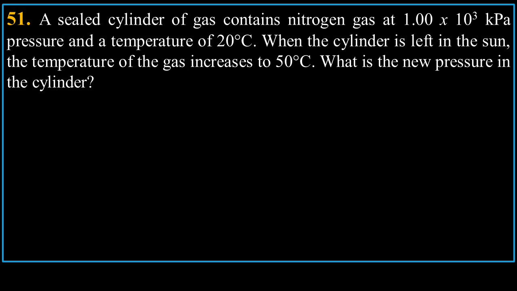A sealed container of gas contains nitrogen at 1,000 kilopascals pressure and a temperature of 20 degrees Celsius. When the cylinder is left in the sun, the temperature of the gas increases to 50 degrees Celsius. What is the new pressure in the cylinder? This is going to be Gay-Lussac's law. That's the equation. P1 over T1 equals P2 over T2.